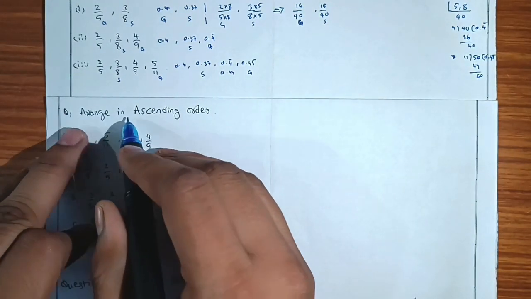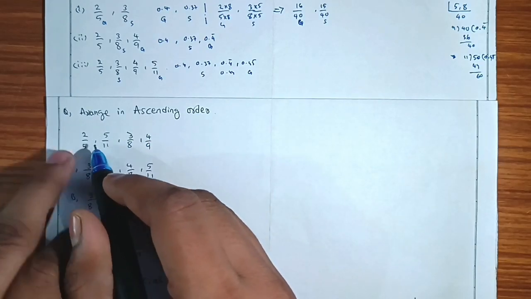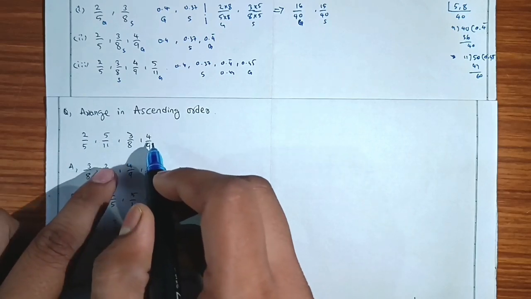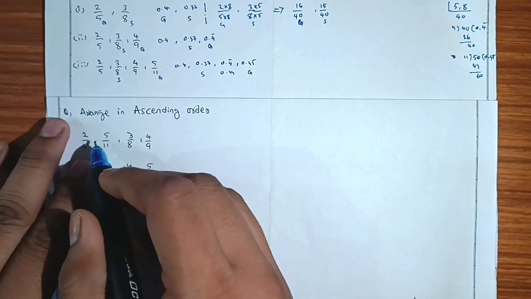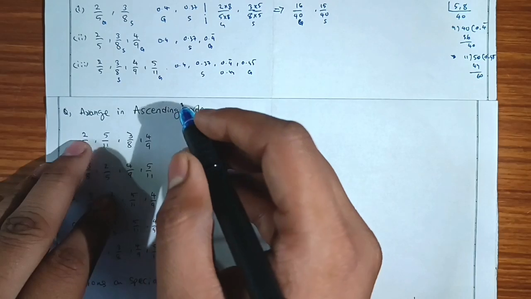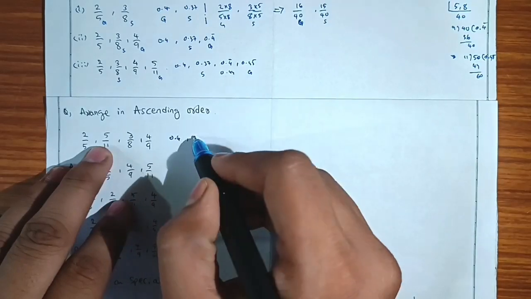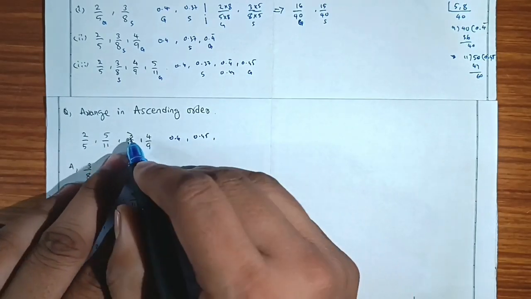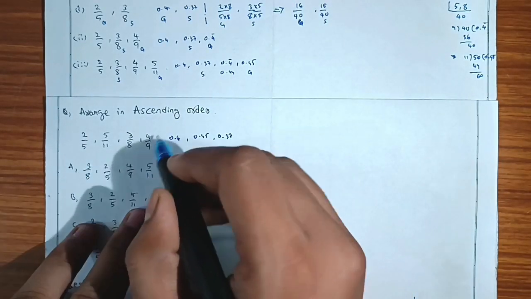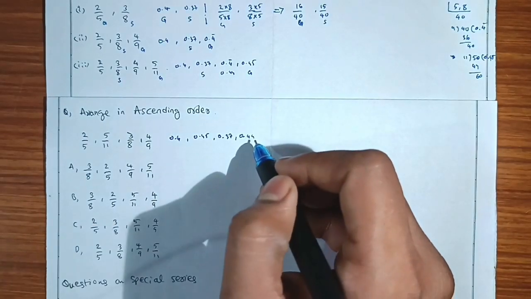The next question is: arrange in ascending order. We need to arrange the fractions in ascending order. The fractions given are 2 by 5, 5 by 11, 3 by 8, 4 by 9. These are the fractions we took in the previous question also. With the basic method, 2 by 5 gave 0.4, 5 by 11 gave 0.45, 3 by 8 gave 0.37, and 4 by 9 gave 0.4 bar, or 0.44, let it be.